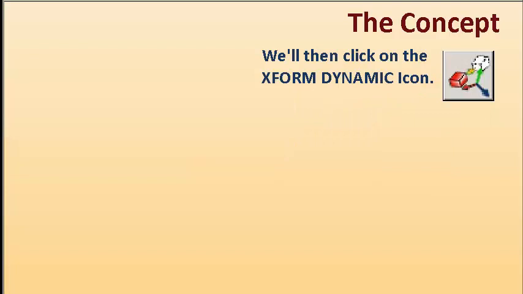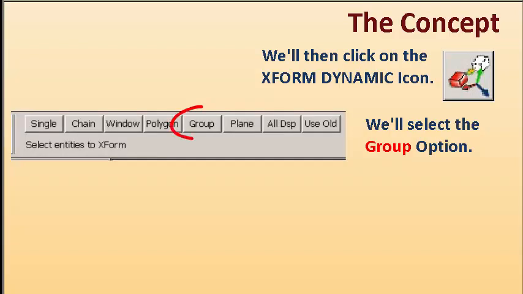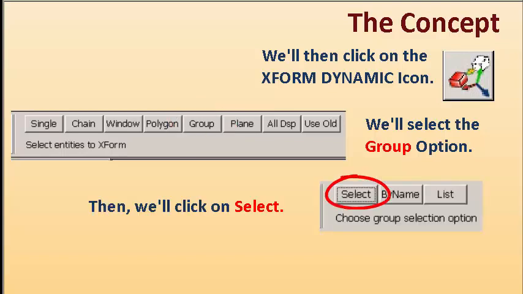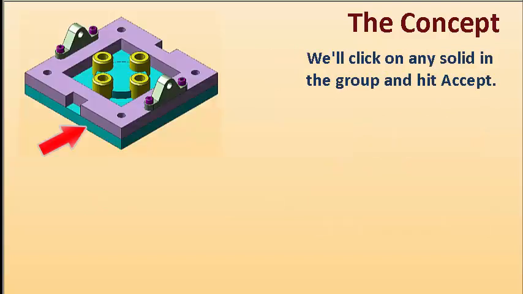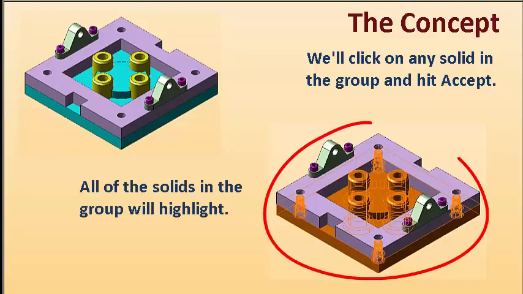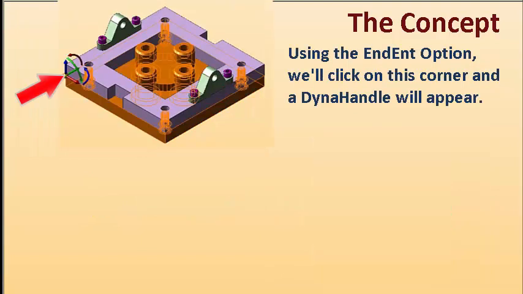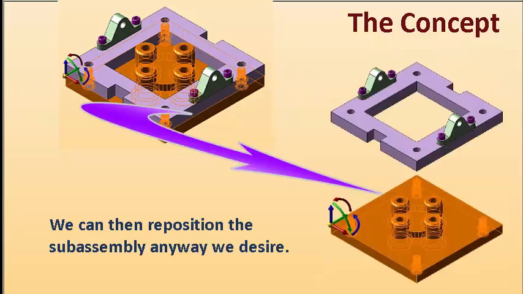We'll then click on the Xform Dynamic icon. We'll select the Group option. Then we'll click on Select. We'll click on any solid in the group and then hit Accept. All of the solids in the group will highlight. Using the Indent option, we'll click on this corner and a dyna handle will appear. We can then reposition the subassembly any way we desire.